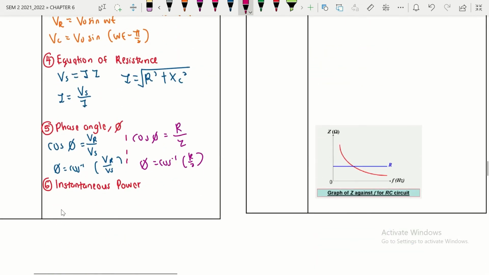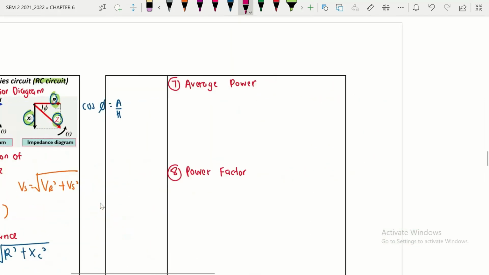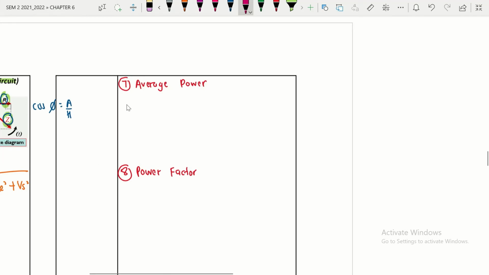Okay. So, what about the instantaneous power? Dia no instantaneous power. Tak ada. No. Dia tak ada instantaneous power. So, what about the average power? So, average power dia akan ada. So, sama juga. Dia akan jadi V RMS squared over R equals to I RMS squared R equals to I RMS V RMS. Okay. So, this is for the average power.